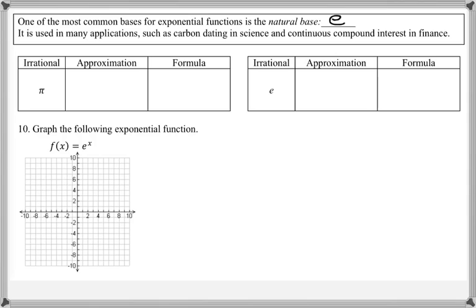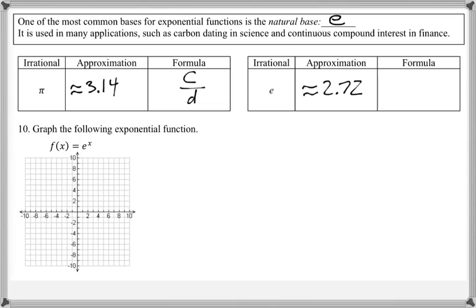So pi, everybody knows, is approximately 3.14, and the formula is the circumference divided by the diameter of a circle. Now e is approximately 2.72. So we will not be having an e day like we have a pi day on March 14th.